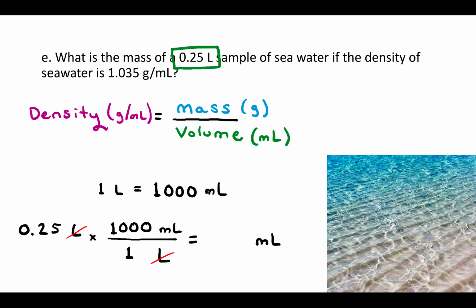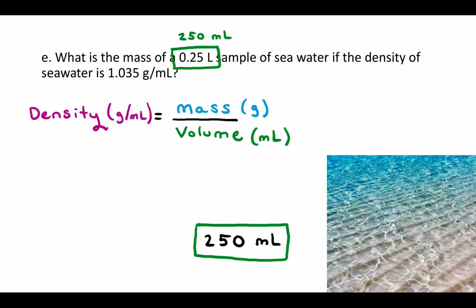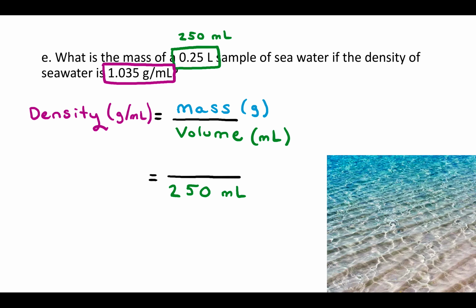To plug this into a calculator, you'd press 0.25 times 1,000, hit enter, divided by 1, enter. You should get 250 milliliters, and that is going to be the volume in the correct units. So we can plug that into our equation now. So that's going to go in that denominator there. The next number they give us is 1.035 grams per milliliter, and that's the density. So we can plug that in for the density. And they're asking us what is the mass. So that's what we want to solve for.